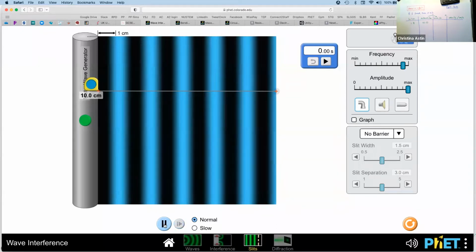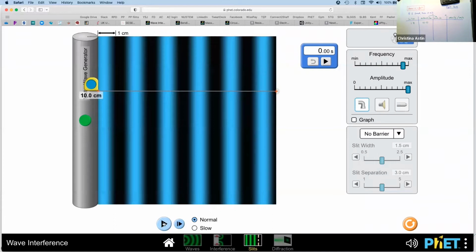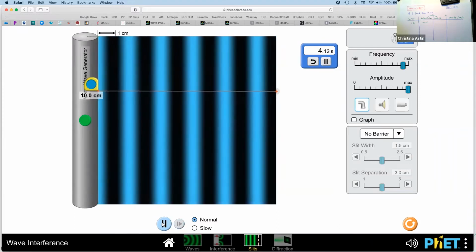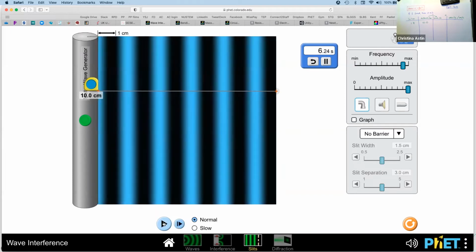So I'm just going to put that on pause and start the timer. And we're going to just watch how long it takes one wave to go right across the screen. So just try and keep your eye on one wave. It's a bit jittery, my end. I don't know about you. There we go. 6.24 seconds that took. And so then we take our calculator and we do 10 divided by 6.24, which is 1.60 centimeters per second. Okay.